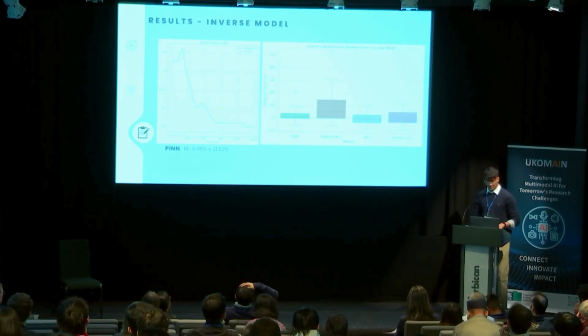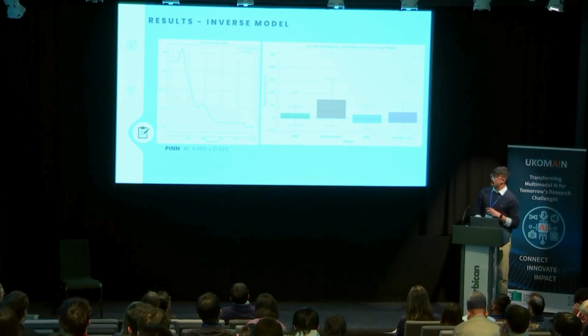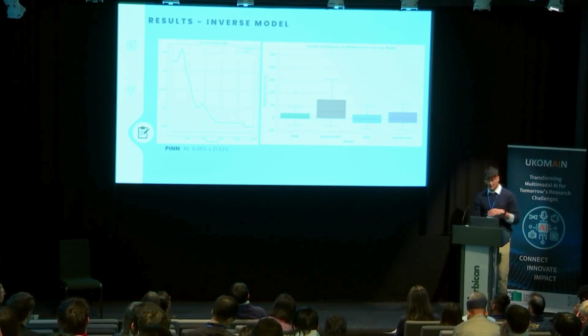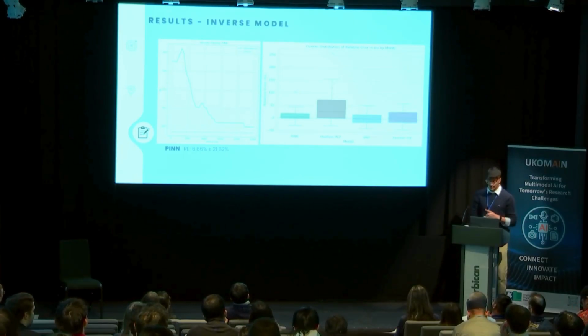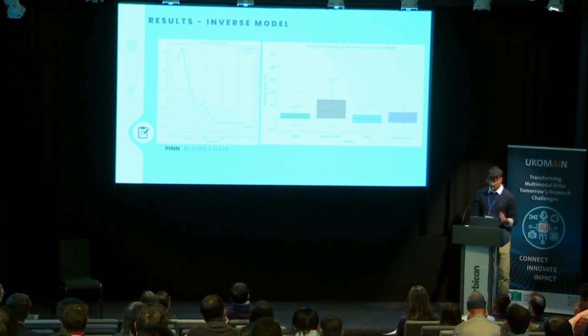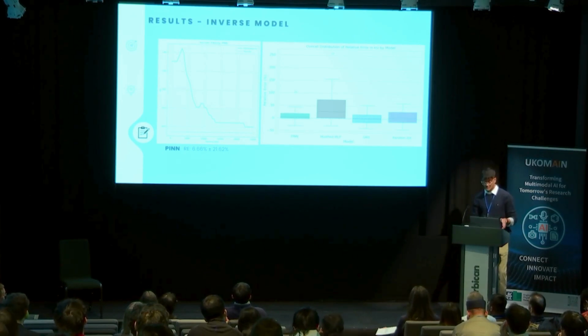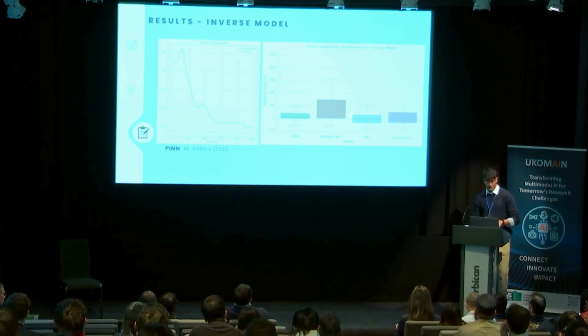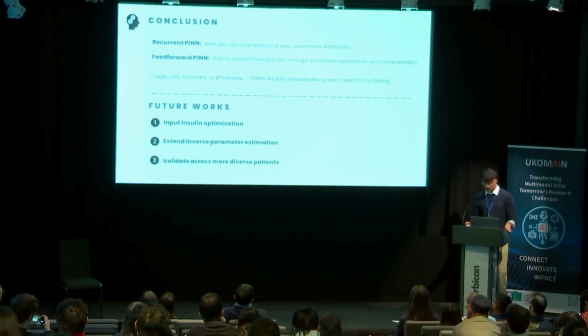For the inverse model, the feed-forward PINN performed the best with a relative error of 6.66%, and it had the lowest standard deviation of 21.62%. On the other hand, the BiRNN performed generally not much better than a random initialization, indicating that it learned alternative patterns besides the underlying physiology to produce such accurate glucose forecasts. Ultimately, these findings highlight a trade-off between accuracy and clinical interpretability.